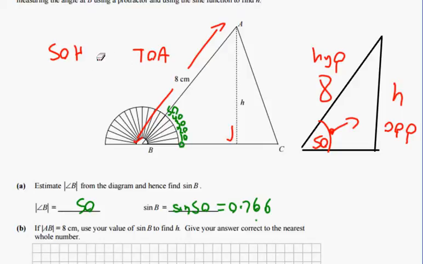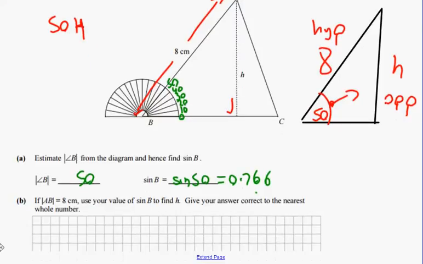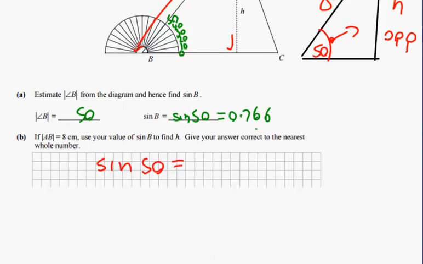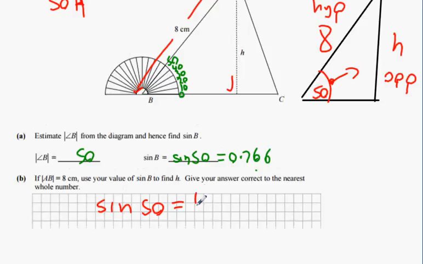What side do we know? You know the hypotenuse. So that removes that one. So you're left with so. Sine what angle? Sine 50 equals opposite, which is H, over the hypotenuse, which is 8.